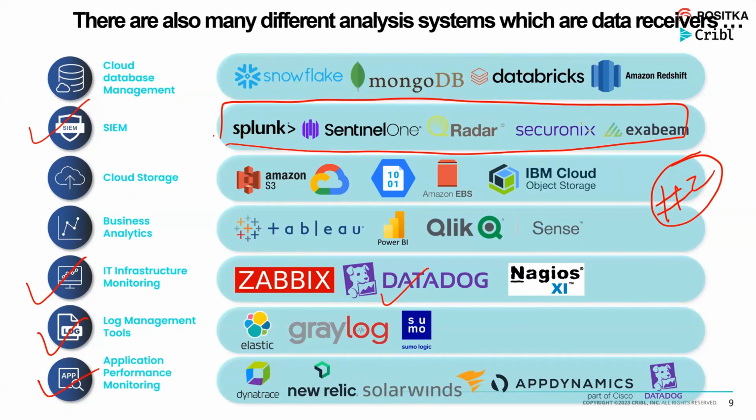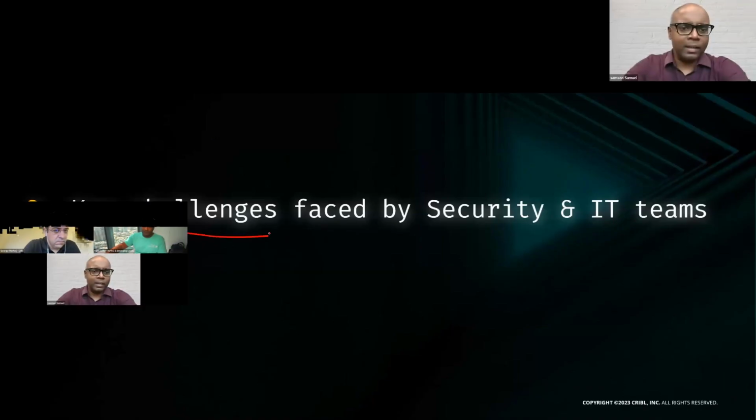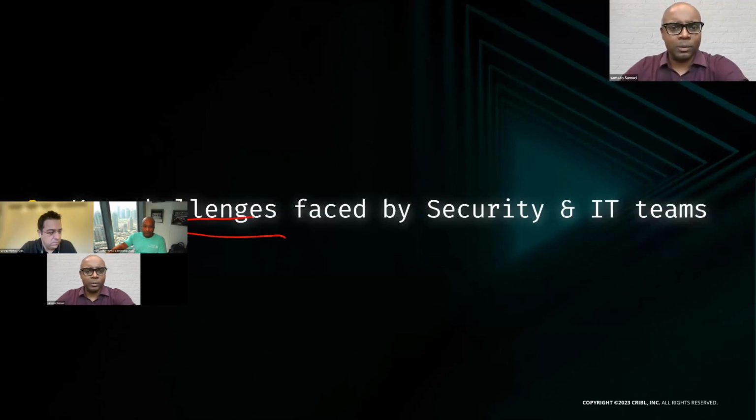So you have a vast number of sources and you have a vast number of destinations where you want to route the observability data to. And to some extent, today we'll be talking about how this causes challenges in the landscape of today's IT world. So yeah, that I guess leads me to segue into the challenges.